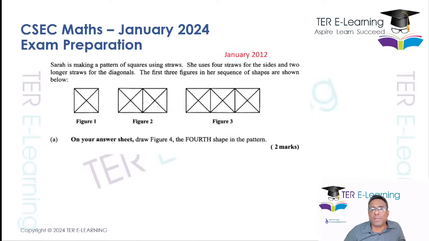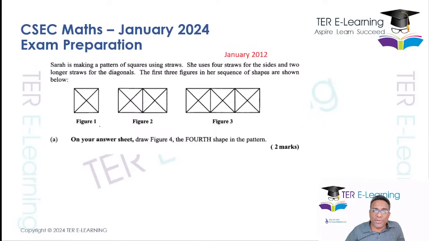Now you guys have or will be given a question based on what we call an investigation type question. It's usually worth 10 marks, and it's all about pattern recognition, your ability to recognize a pattern. So Sarah is making a pattern of squares using straws. She uses 4 straws for the sides and 2 longer straws for the diagonals. The first 3 figures of a sequence are shown. They want us to draw the 4th figure here.